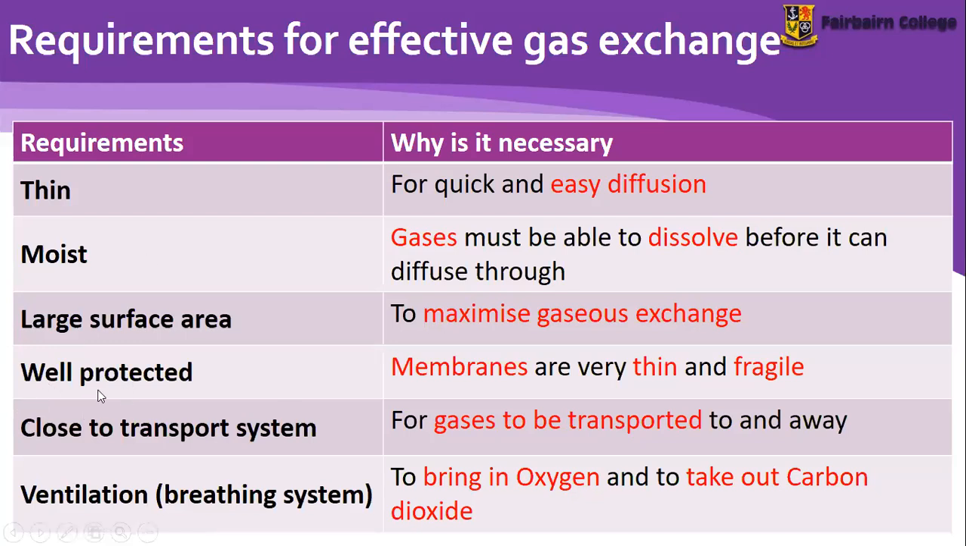There's a few protective mechanisms, not only the ribs on the outside that protect it physically, but also some protective measures that prevent things from getting into the lungs if it's not supposed to. Okay, so there's a few protective measures to make sure the membranes don't get damaged. Then it's close to the transport system.